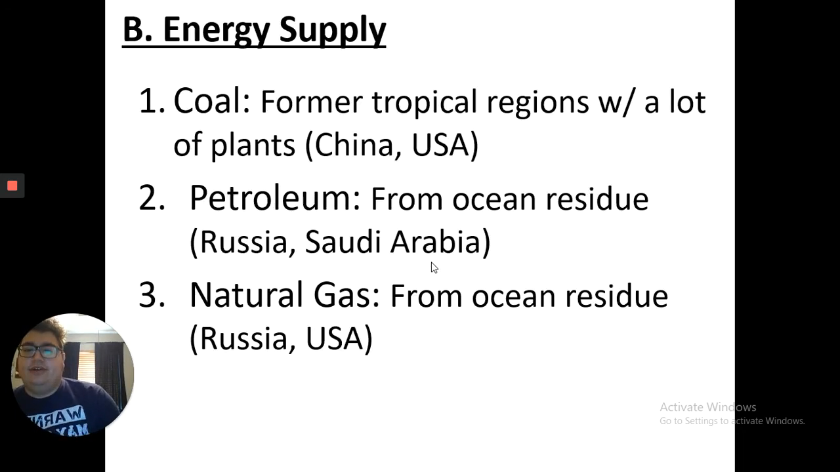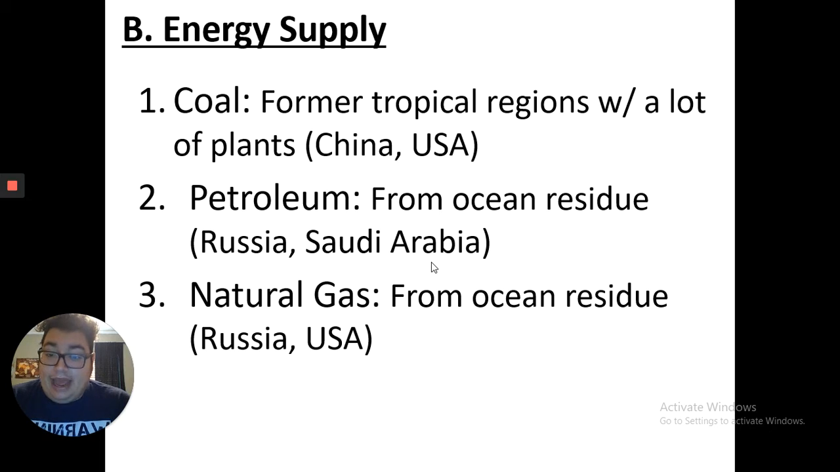So for instance, energy supply. So coal, United States, China. We have a lot of coal in our country, and so coal usually comes from plants.